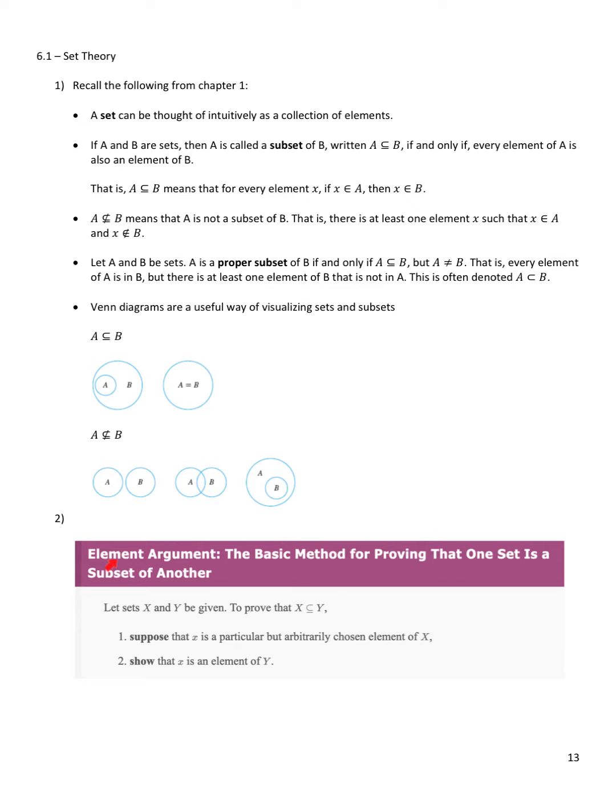Okay, so this is called the element argument. It's the basic method for proving that one set is a subset of another. So we let sets X and Y be given. To prove that X is contained in Y, first suppose that x is a particular but arbitrarily chosen element of capital X. So we have one element of this capital X, and we need to show that little x is also an element of Y.